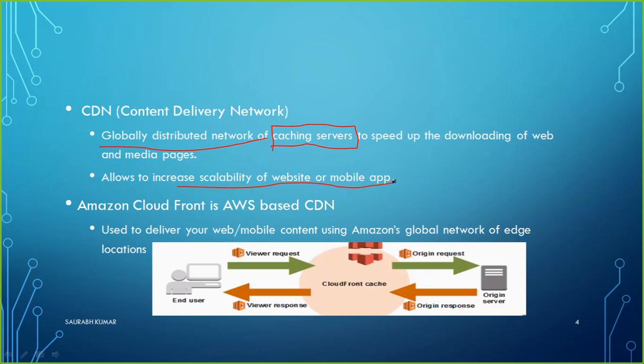If you are clear with the CDN, Amazon calls this technology CloudFront. So Amazon CloudFront is nothing else, it is an AWS-based CDN. Amazon has just given a new name to it, and that name is CloudFront. It's like a CDN, a Content Delivery Network. So what will Amazon CloudFront do? It is used to deliver your website, your media, and mobile content using Amazon's global network of edge locations.